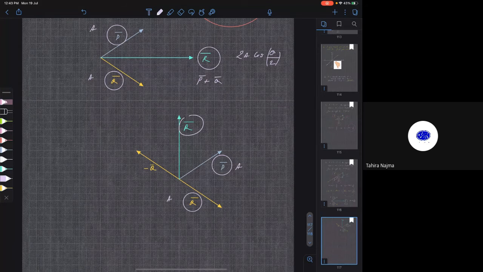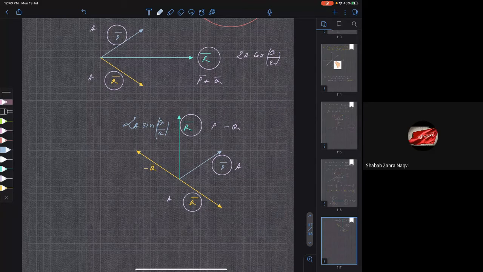So 2a sin theta by 2, P bar minus Q bar. This is P bar minus Q bar, okay? Yes, sir. What will be its magnitude? It will be 2a sin theta by 2. Okay? And I derived all this in the beginning only. Clear?